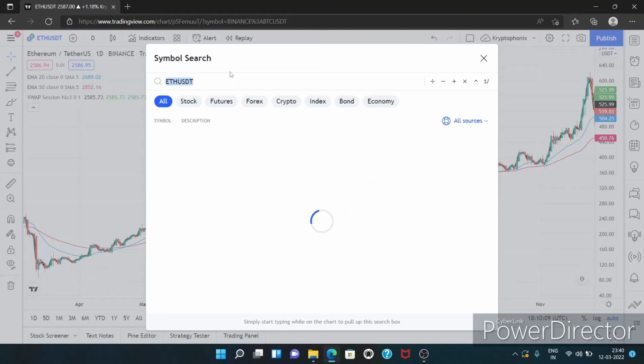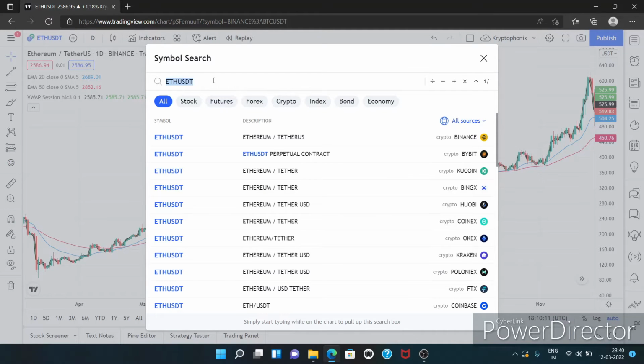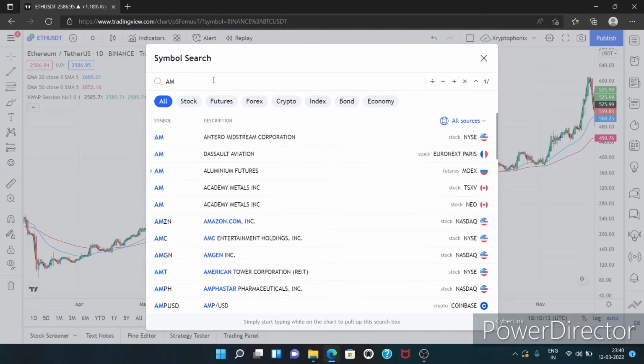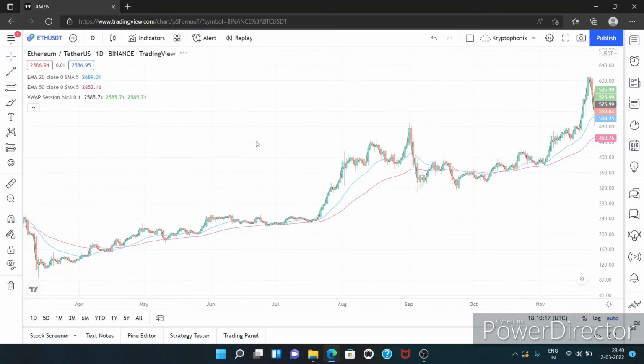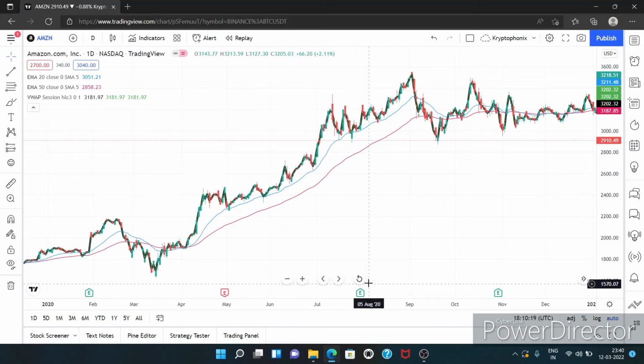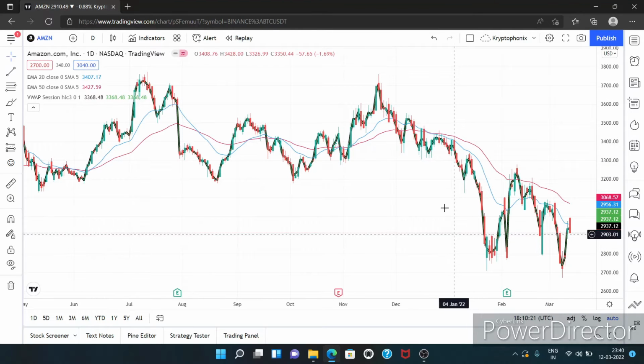Now we will check it on a stock. Let's check it on Amazon. Amazon over here gave us a signal to sell by the EMA crossover, and also the price is trading below the VWAP levels. Over this point here, the price is trading below the VWAP level. The crossover formed here, price trading below the VWAP levels.